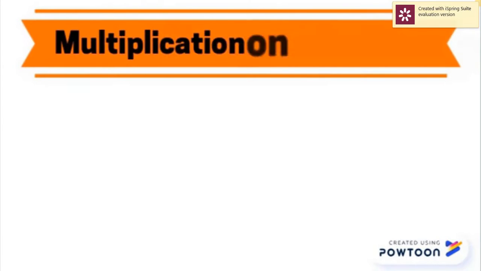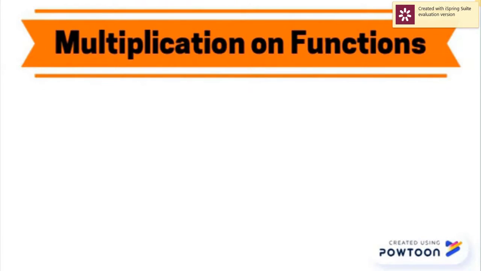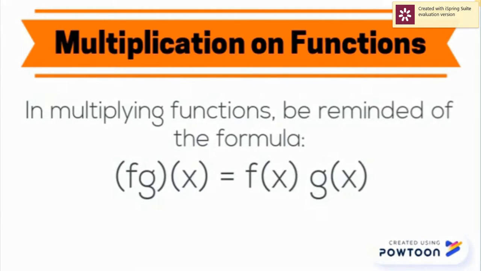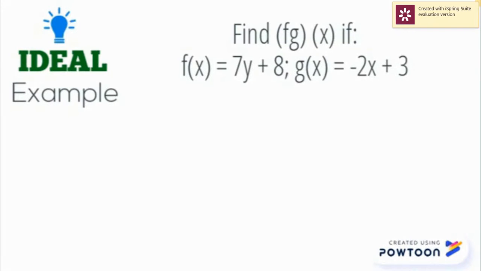Multiplication on functions. In multiplying functions, be reminded of the formula that f times g of x is equal to f of x times g of x. Here's an example. Find f times g of x if f of x is equal to 7y plus 8 and g of x is equal to negative 2x plus 3.